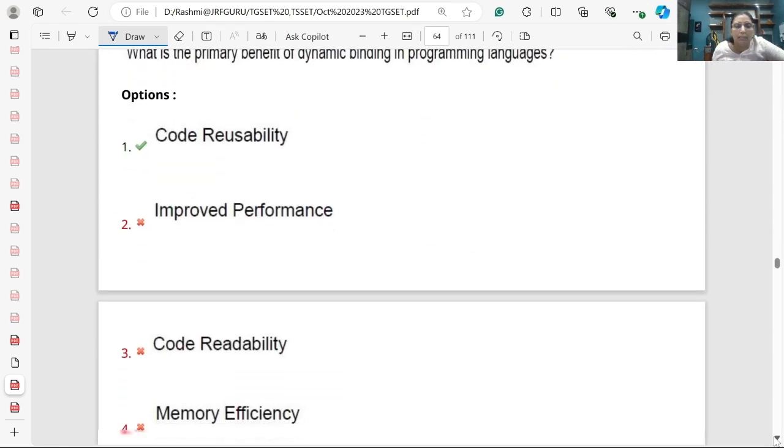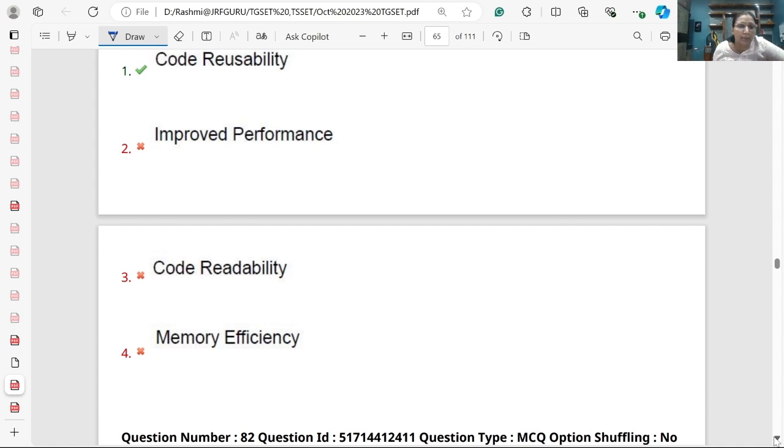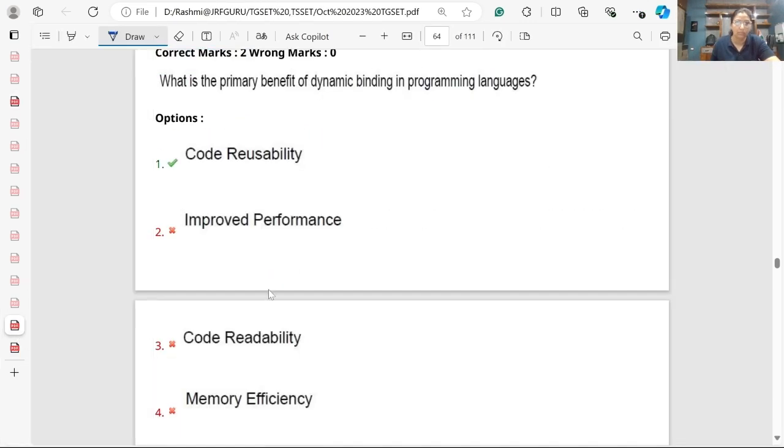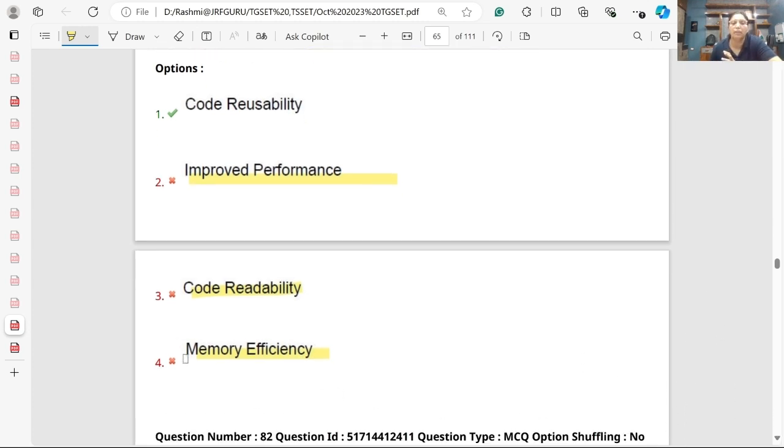Now, what is the primary benefit of dynamic binding in the programming language? Okay, here is the next question. What is the primary benefit of dynamic binding in the programming language? When I'm talking about dynamic binding, it means runtime binding. The options are code reusability, improved performance, code readability, and memory efficiency. According to me, dynamic binding is useful for memory efficiency, but the answer given is code reusability.